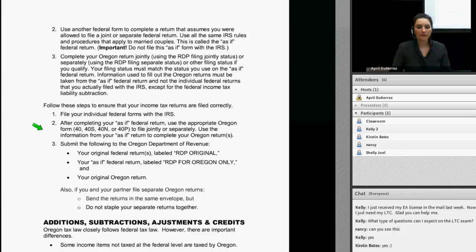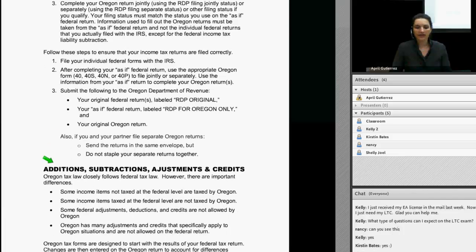Submit the following to the Oregon Department of Revenue: your original federal return labeled RDP Original, your as-if federal return labeled RDP for Oregon only, and your original Oregon return. Also, if you and your partner filed separate Oregon returns, send the returns in the same envelope, but do not staple your returns together.